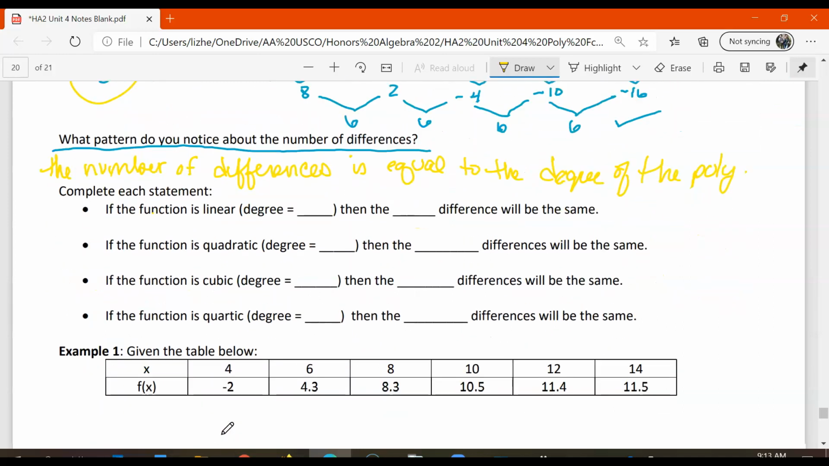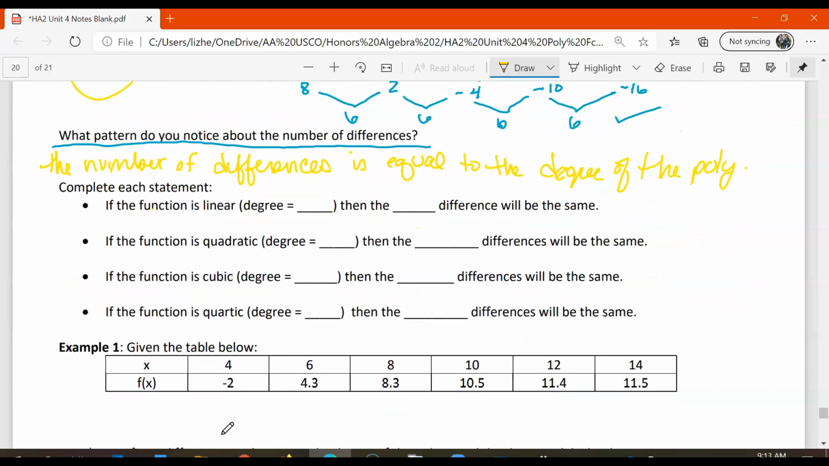Okay, so let's complete each statement. If the function is linear, which means it has a degree 1, then the first difference will be the same. Let me get a different color here. If the function is a quadratic, which means it's a second degree, then the second differences will be the same. If the function is a cubic, which means the degree is 3, then the third differences will be the same.